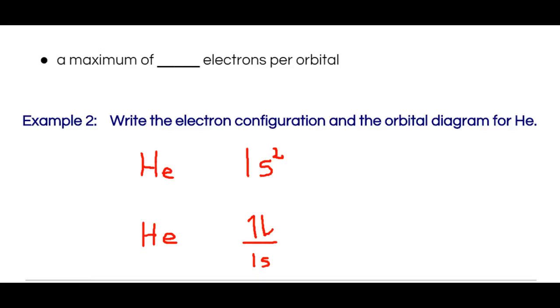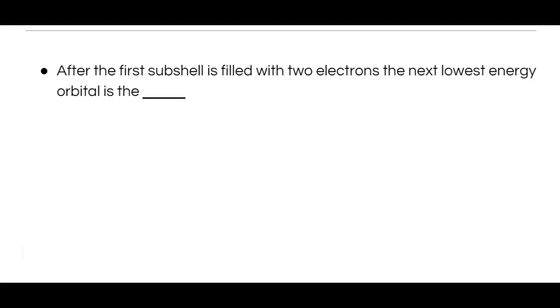And that's it. Now in the past with our Bohr-Rutherford diagrams, we would have known that after the first energy level comes the second energy level. But now with these subshells, it makes things a little bit more complicated. And we will come up with a system to know the order of filling these subshells. But for now, I'm just going to tell you, and we'll get there eventually. After the first subshell is filled with 2 electrons, the next lowest energy orbital happens to be the 2s. And that's not maybe a big surprise, but here we are.